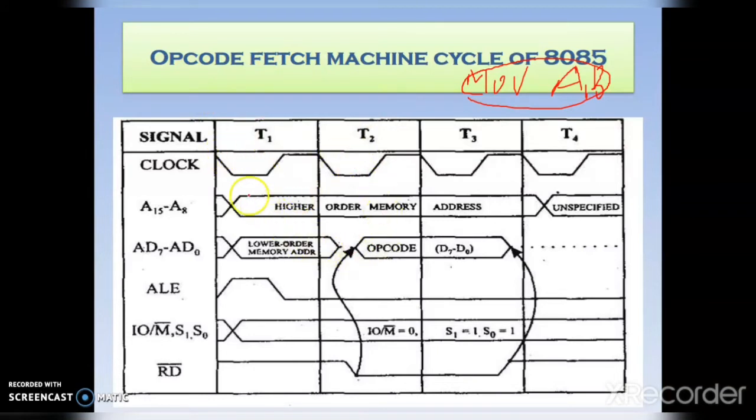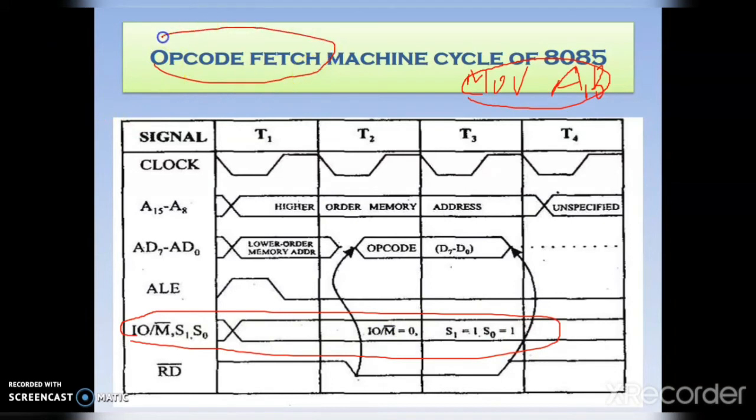In this timing diagram we have different types of signals. It was already explained in the previous video how the signals are represented: clock, higher order address bus, lower order address and data bus, ALE signal, IO/M signal, S1 and S0 status signals, and the last one is the read signal. These decide the type of operation to be performed. When IO/M is 0 and S1 and S0 are both 1, an opcode fetch operation takes place.